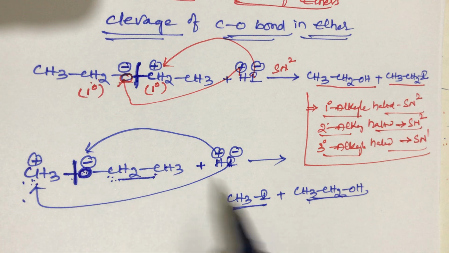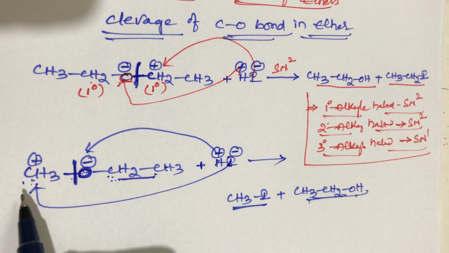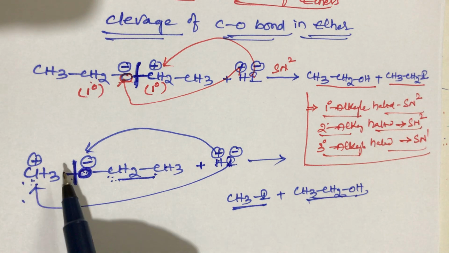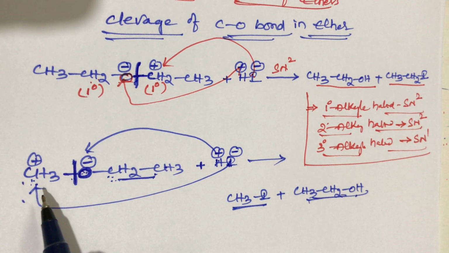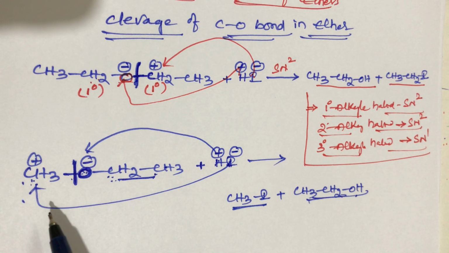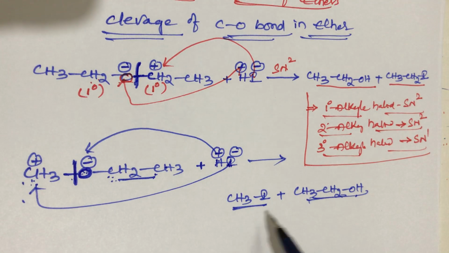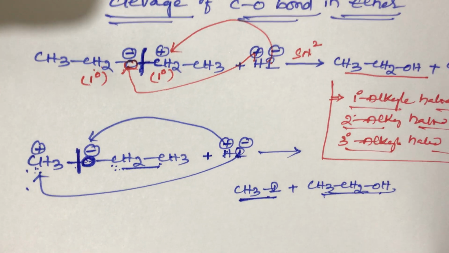This O minus is converted to OH, so ethyl alcohol will be formed, and I minus will attack the less hindered side. I minus will always attack the less crowded side, so it will attack this side. So, the products are methyl iodide and ethyl alcohol.